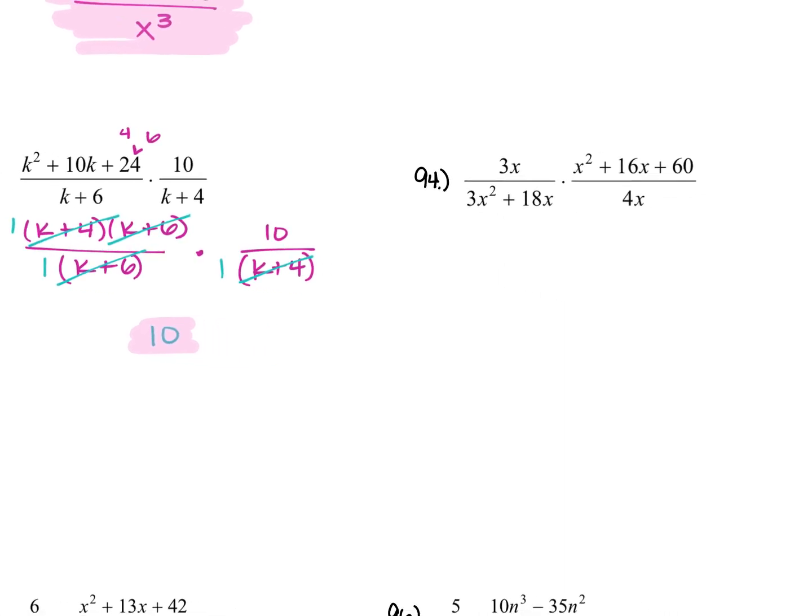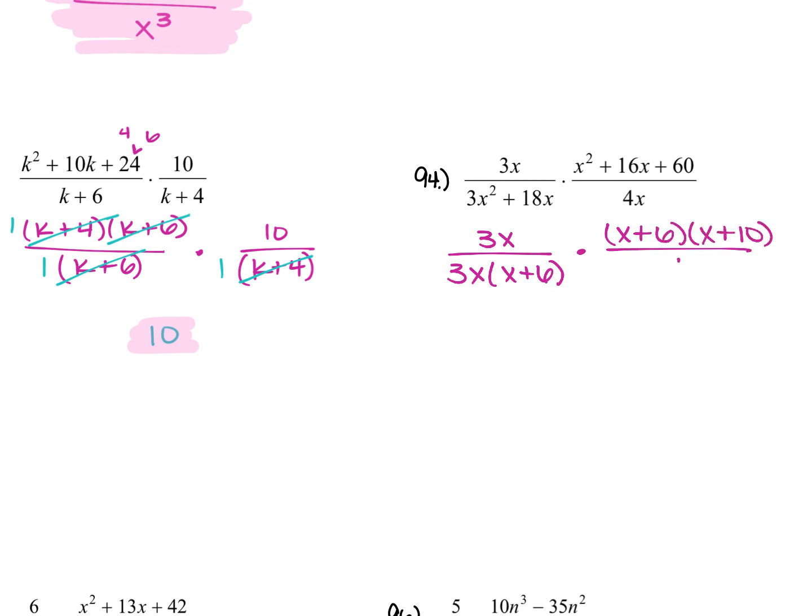For 94, you have 3x over 3x squared plus 18x times x squared plus 16x plus 60 over 4x. The 3x squared plus 18x factors to be 3x times x plus 6. The numerator of the second fraction factors to be x plus 6 times x plus 10. If we simplify those, the 3 and the x both simplify, and you have the x plus 6 that also simplifies. So that's just x plus 10 over 4x.